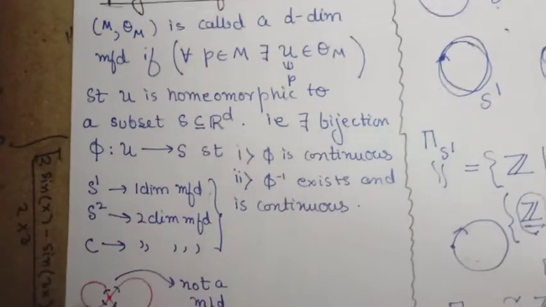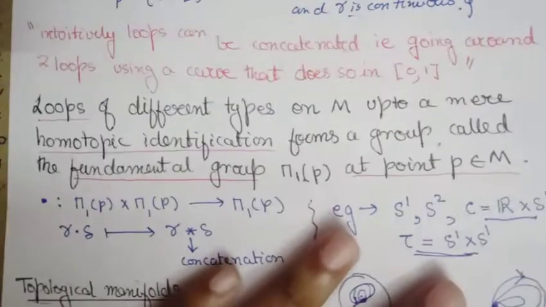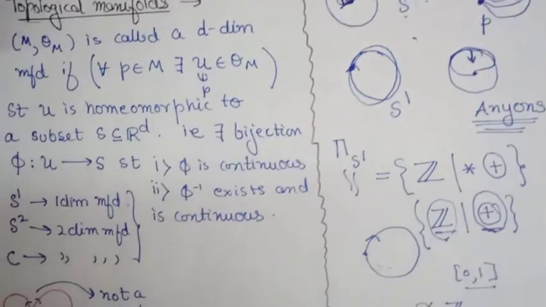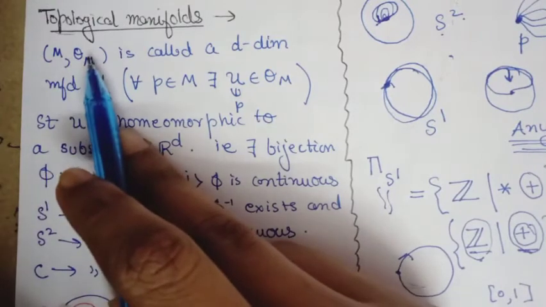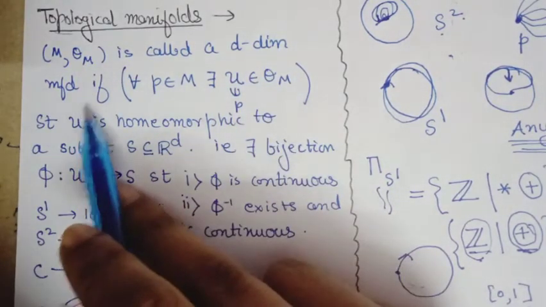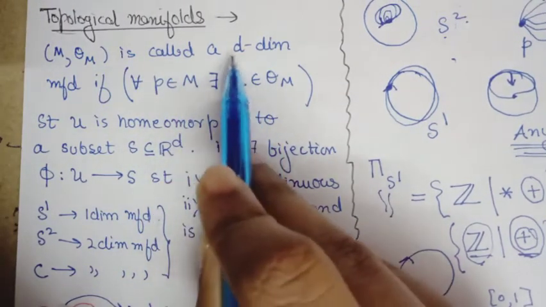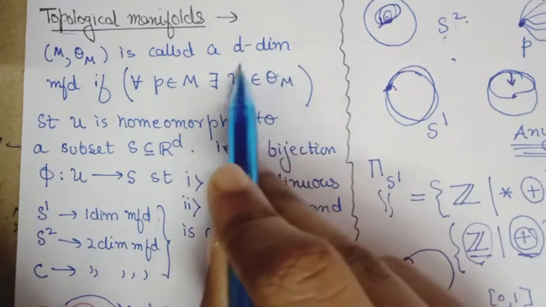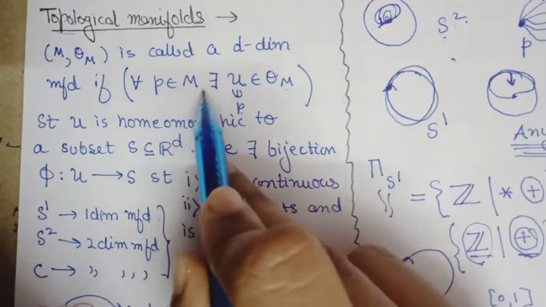The topic is topological manifold. So topology, if you had doubts in this, you can just go through this definition once more, but I just showed that even the fundamental group is important at many points in physics. So topological manifold. If you have a topological space, it's called a d-dimensional manifold if this condition holds: for every point in that space, you can find an open set U belonging to the topology of M.